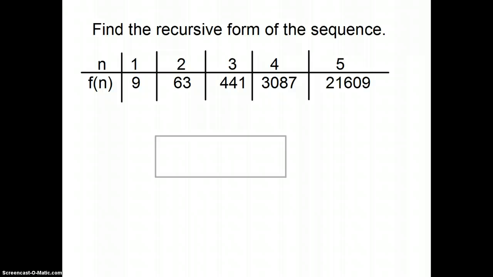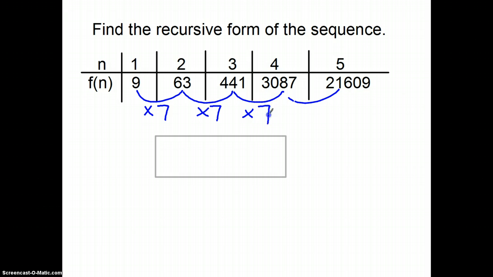Find the recursive form of the sequence. So that means that we have to figure out what this is doing here. And since it's growing really, really fast, I'm thinking that's probably geometric. It's not adding, because if you add, you'd add 54 to get to 63, but if you add 63 and 54, you do not get 441. So this is multiplying, and this one is multiplying by 7, because I know 9 times 7 is 63, and the pattern continues. So if I want the recursive form, all I have to know is it's multiplying by 7.